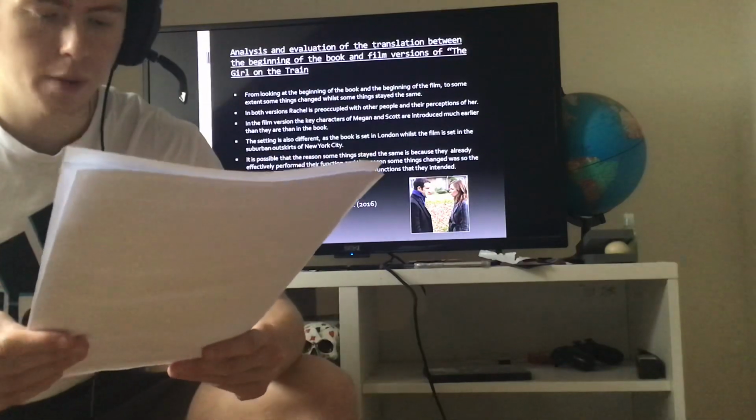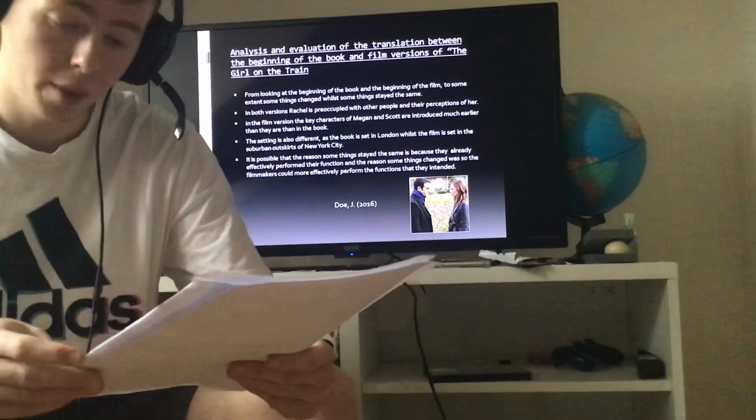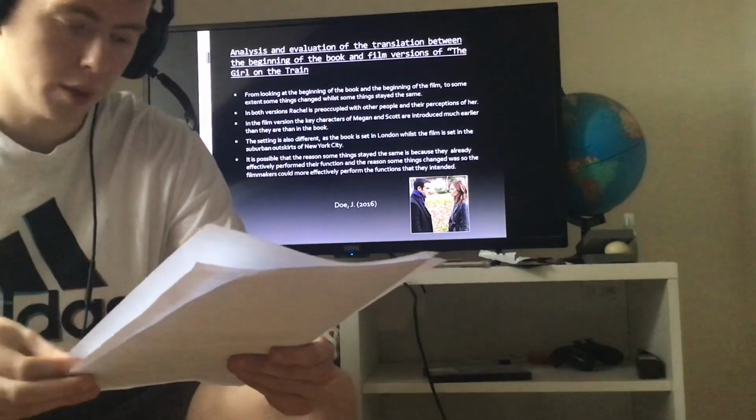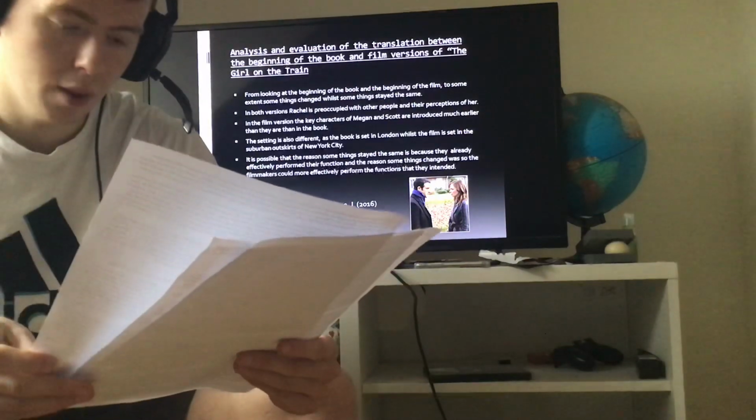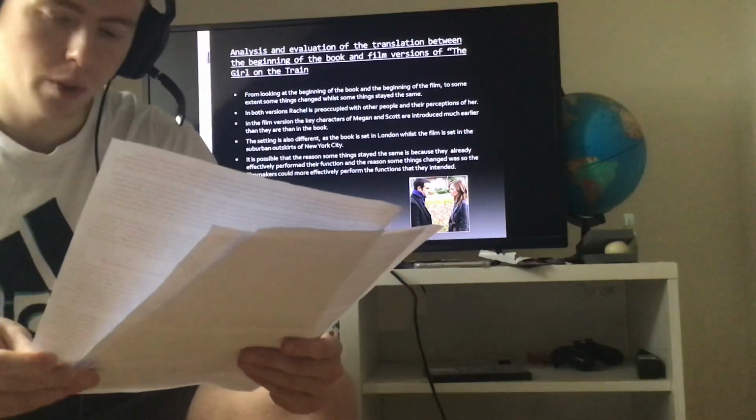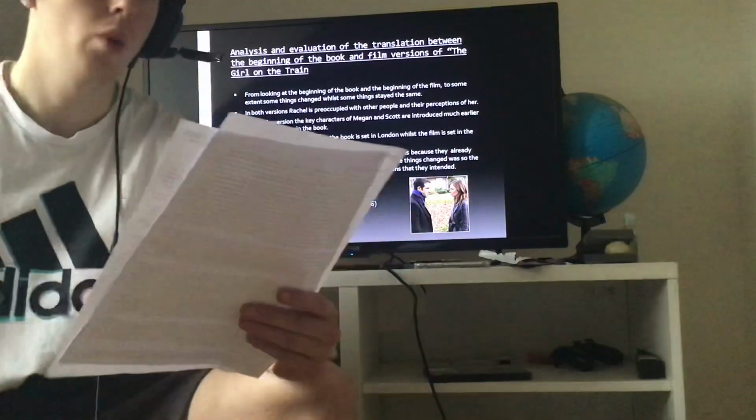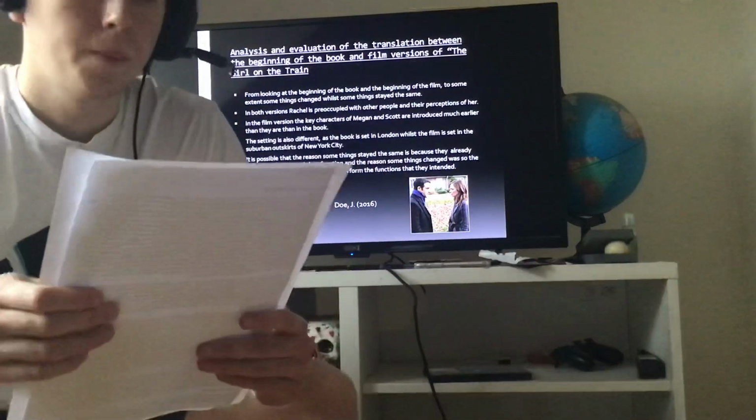Furthermore, a change in introducing some key characters much earlier in the film adaptation occurred due to the format of the film itself having a much smaller time frame to tell the story within. The screenwriter effectively took advantage of this by utilising the early introduction of the characters to engage the audience through the questions that they would be left asking.